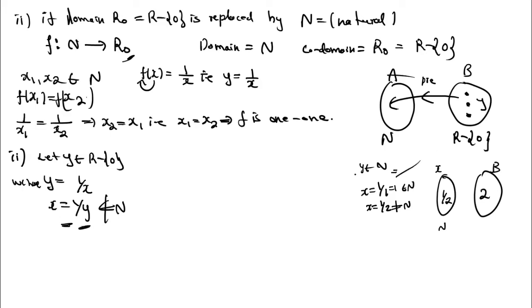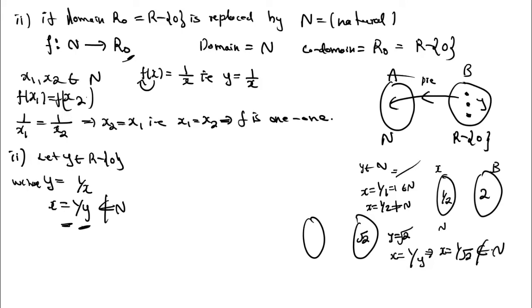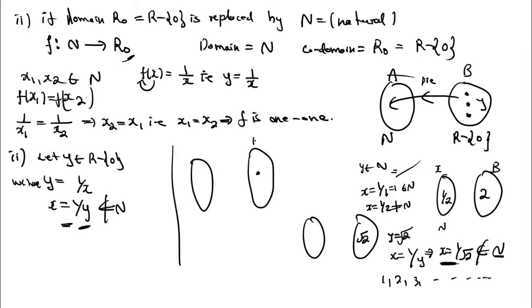Or see, I am taking set B here, right? Here I am taking root 2, y is equal to root 2. Then what is x? We defined x equal to 1 by y. That implies x is equal to 1 by root 2. That does not belong to the natural numbers. We can't find this pre-image in natural numbers, because natural numbers means 1, 2, 3 and so on. See, if it is onto, it means if you take any element from the codomain, there must exist a pre-image in the domain, that is the natural numbers.